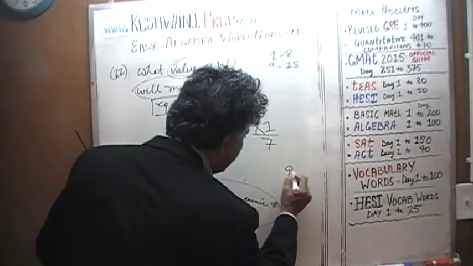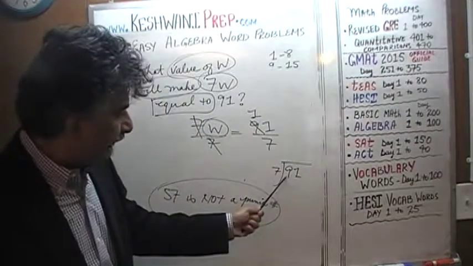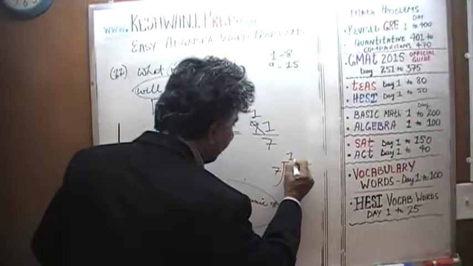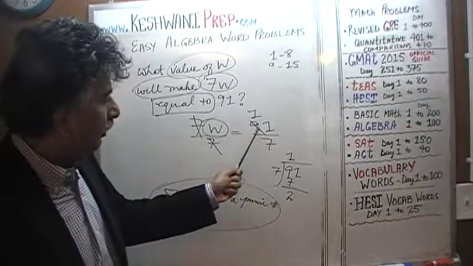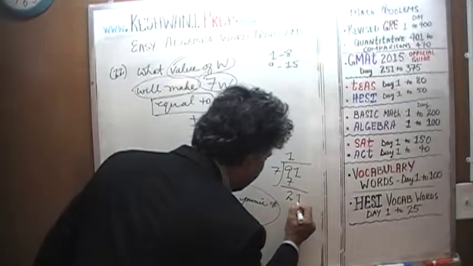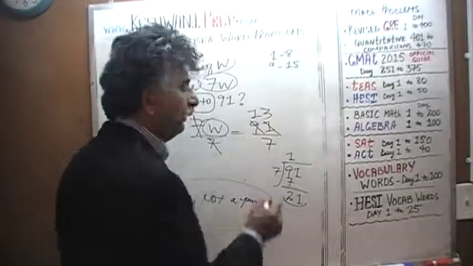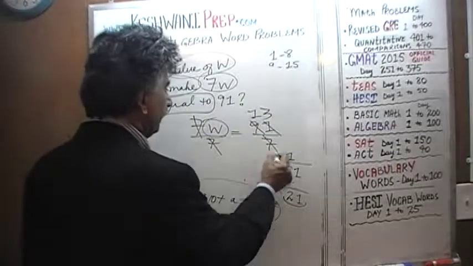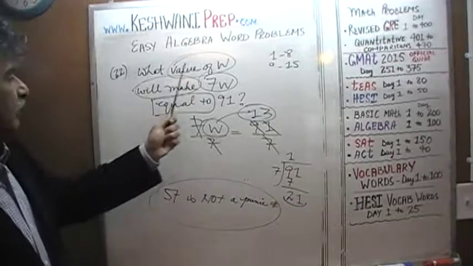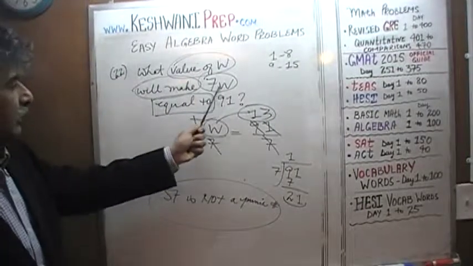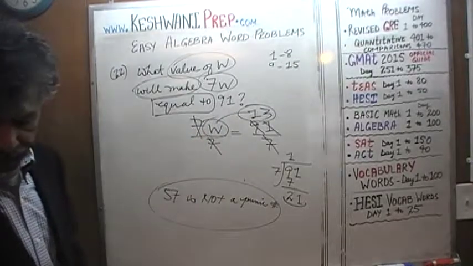You see, 91 divided by 7. How many 7s does 9 have? 9 has 1 seven. The remaining 2 goes and joins the 1 and becomes 21. And 21 has 3 sevens. There you go. So the answer is W is equal to 13. What value of W will make 7 times W equal to 91? The answer is 13 is the value. 13 times 7 equals 91.